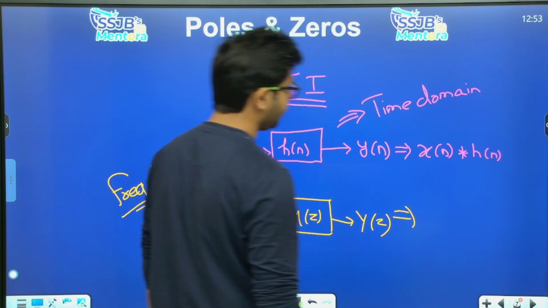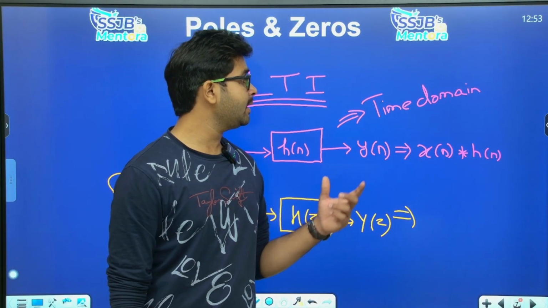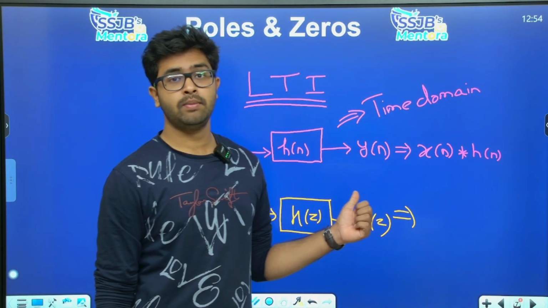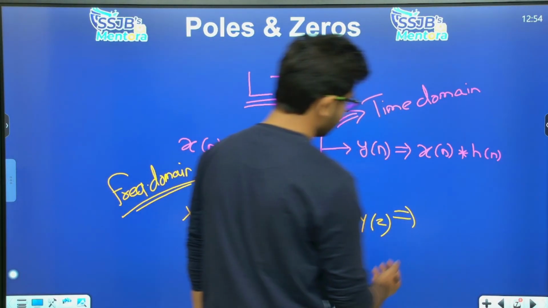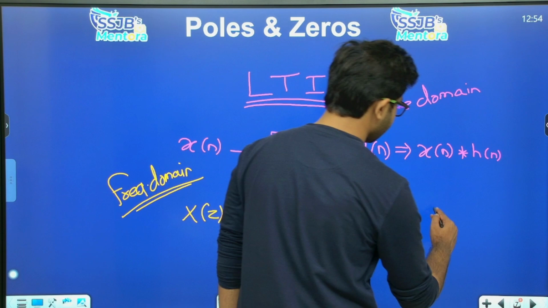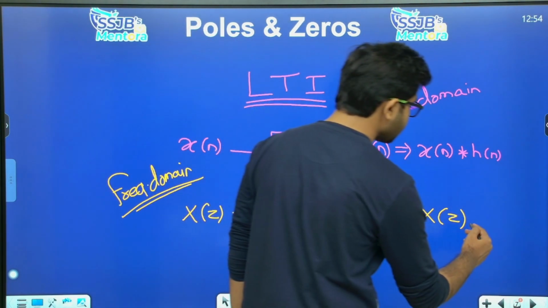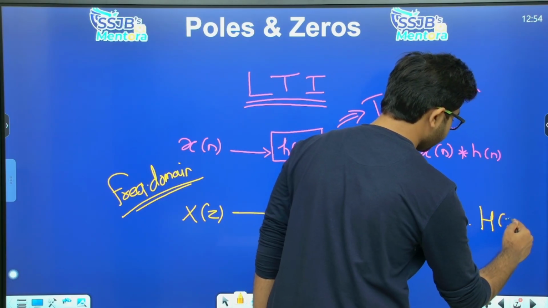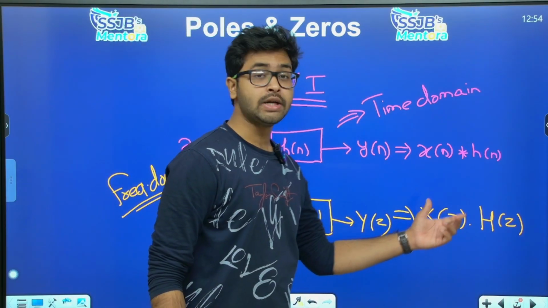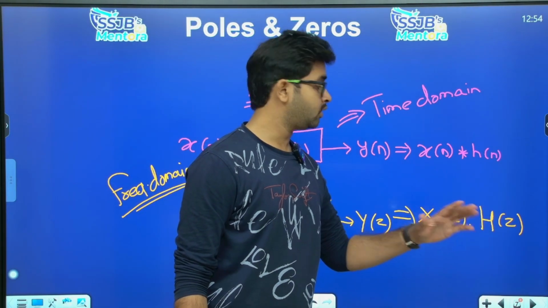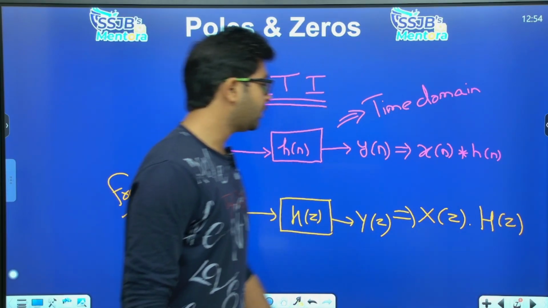Now tell me one thing, we have learned multiple times that the convolution in time domain is multiplication in frequency domain. By that logic, y of z is x of z, not the convolution, it will be a simple multiplication with h of z. Y of z is equal to x of z into h of z, not any other operation, a simple multiplication.